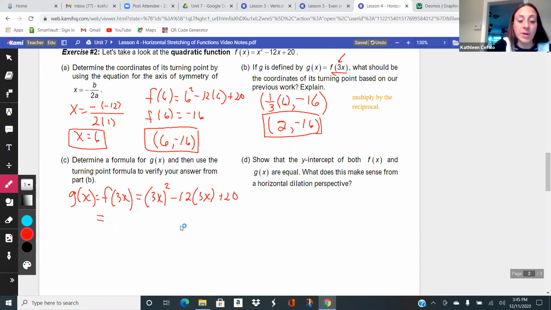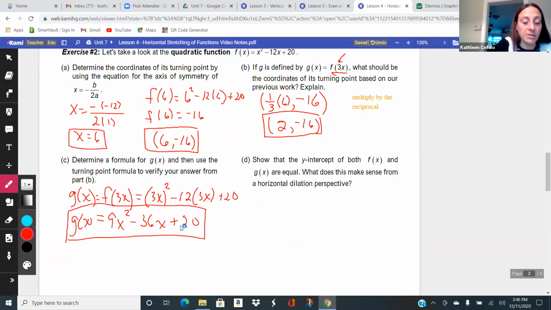Okay, so 3x squared, remember you have to square both the 3 and the x, so now you have 9x squared minus, now I have 12 times 3, so 12 times 3 is 36x, and now I have plus 20. So now this is our new g of x. That formula is what we have.